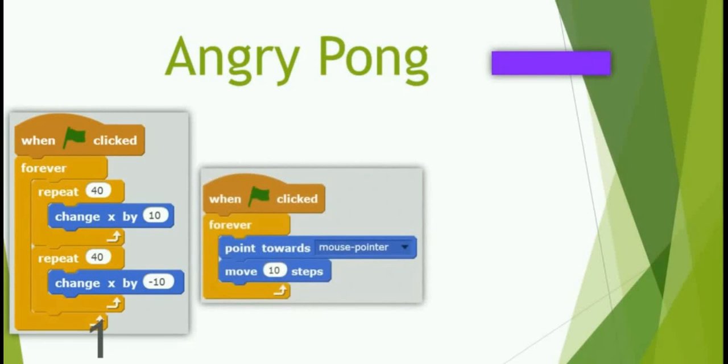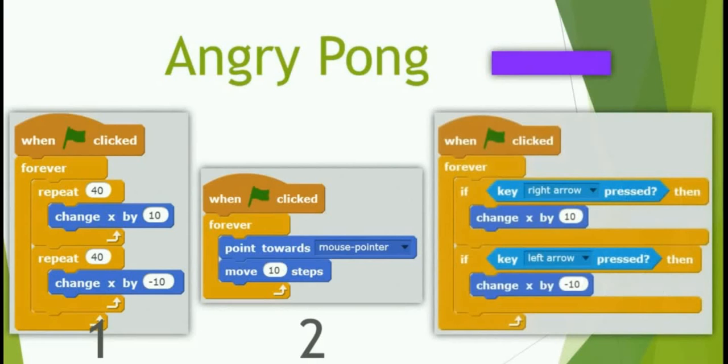The next one we have is a forever loop, again, and we can tell the paddle to point towards the mouse pointer and then move 10 steps in that direction. So that means that the paddle will always hover underneath the mouse pointer. And then you can use the mouse pointer and drag it back and forth across the screen to block the Angry Bird. Unfortunately, you can move the paddle up to meet the Angry Bird at the top of the screen, so it gets a little bit messy. But if you'd like to program your game that way, you can absolutely do that.